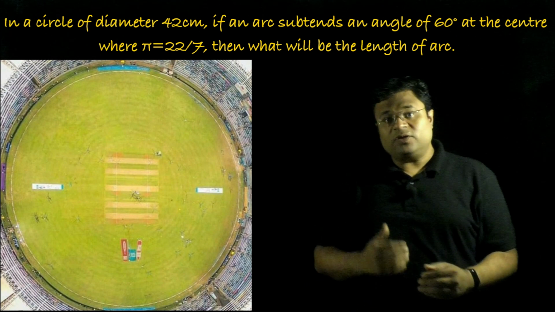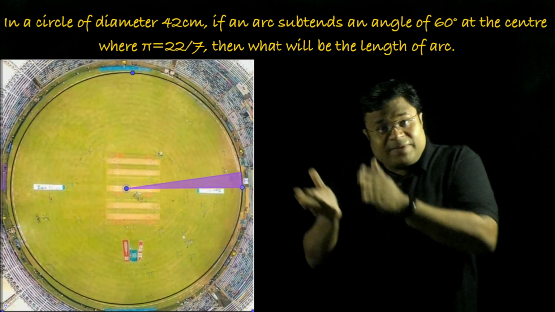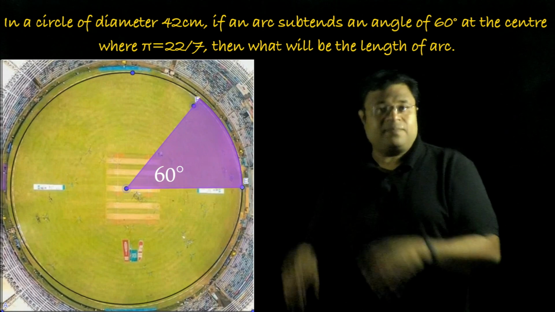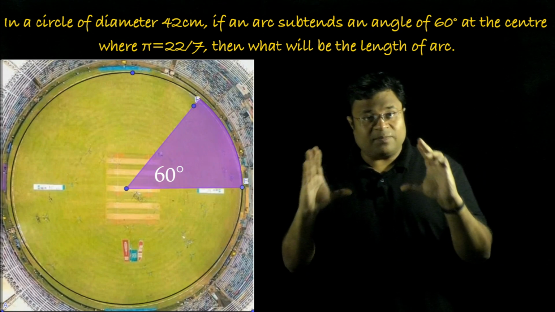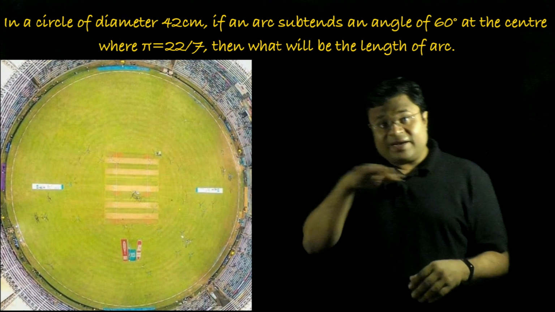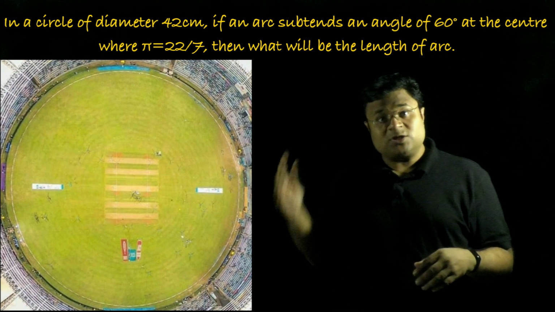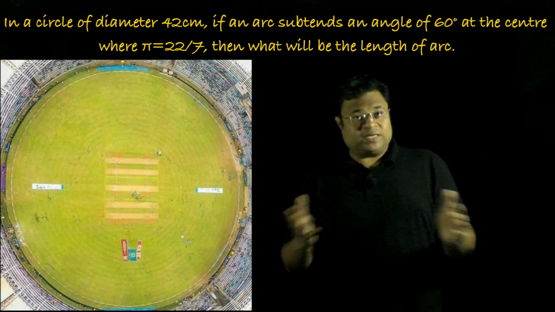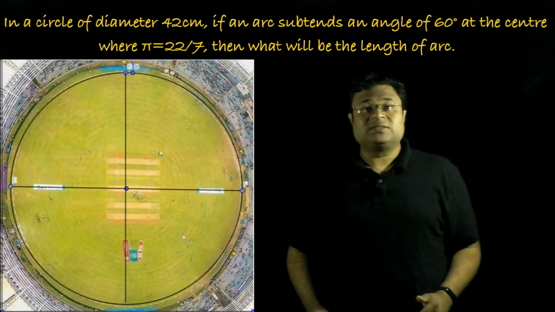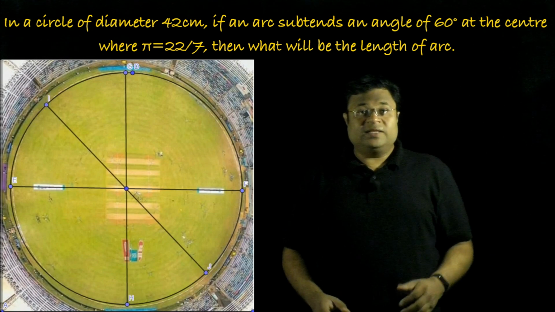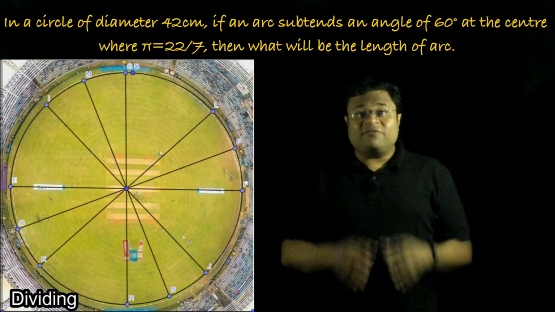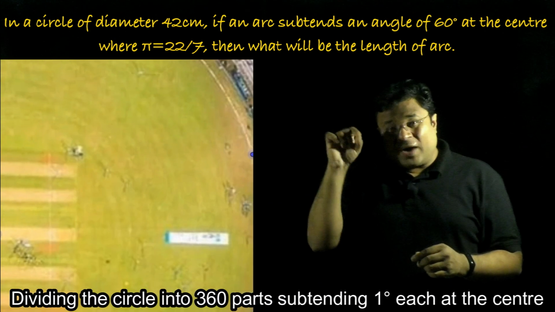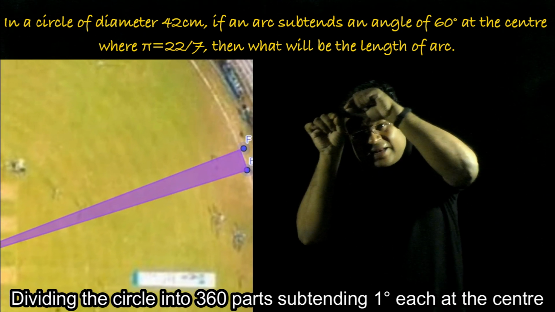Now, how do we get to the formula logically? We know the arc subtends 60 degrees at the center. So, let's imagine the same stadium, perfectly circular, and we divide it into small 360 parts. Okay? First, let us divide it into 4 parts, then 8 parts, then more parts, and finally 360 parts. So now you can look at one arc length, the tiny arc length.